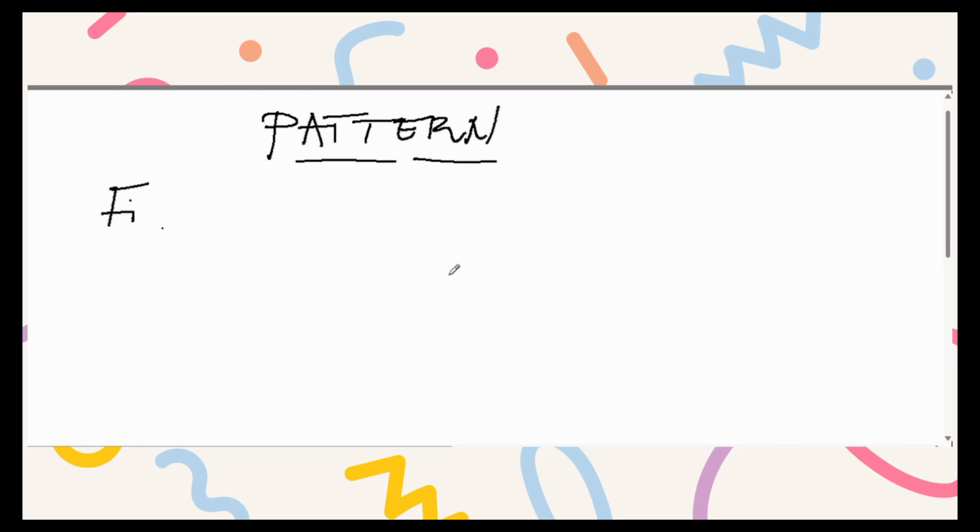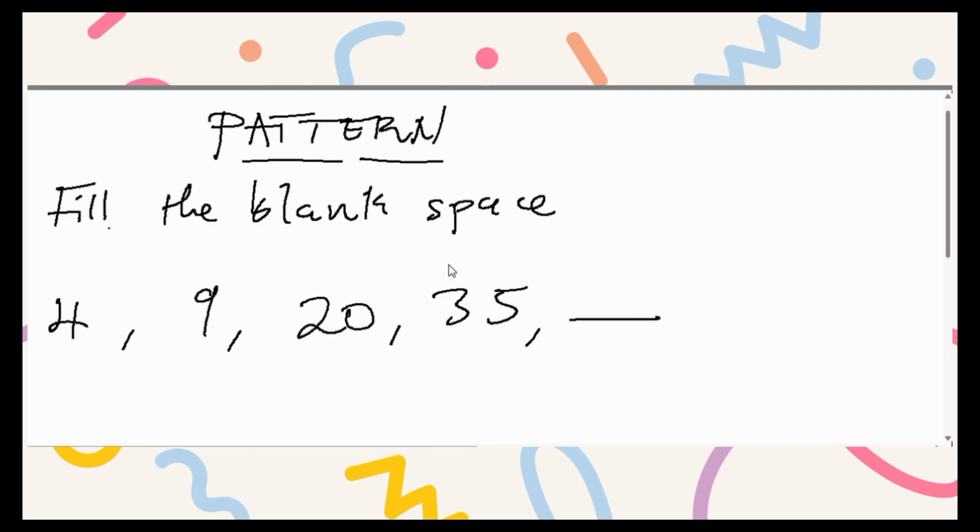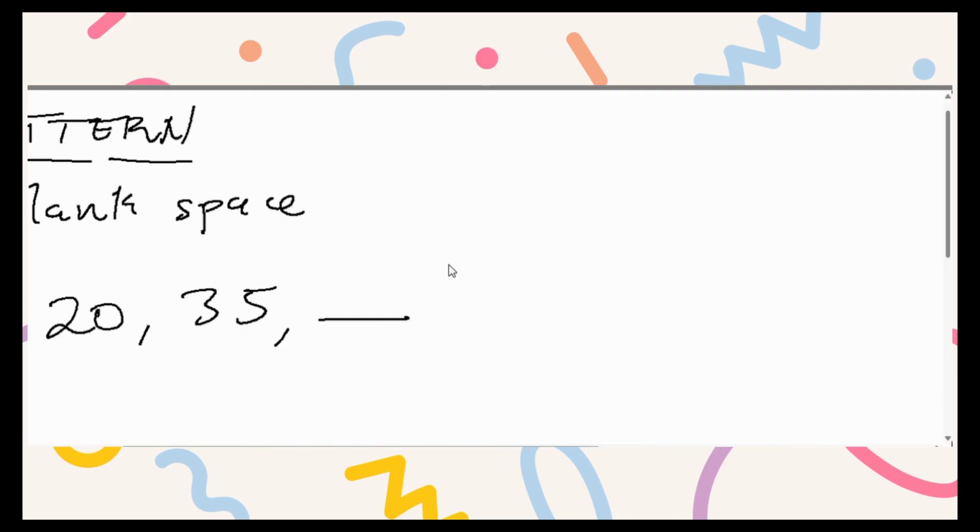In today's video, we want to look at an interesting question in number patterns. The question says to fill in the blank space. The sequence goes this way: we have 4, followed by 9, followed by 20, followed by 35. Then we have our blank space. To fill this blank space, let us solve the problem here.